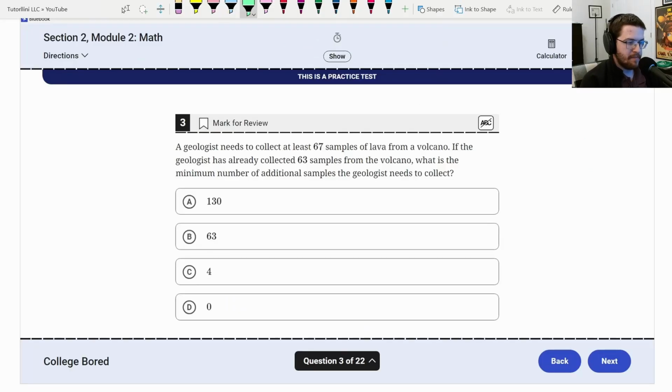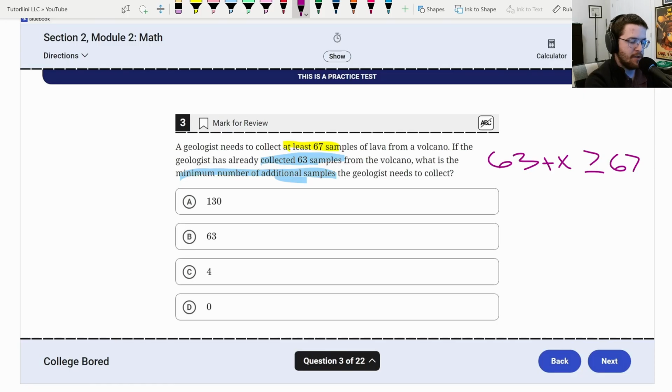Okay, question 3. So the question says we have at least 67 samples. So at least means to use a greater than or equal to sign. So I'm going to write greater than or equal to 67. Now the rest of the question says he already has 63 samples, and we want to know what is the minimum number of additional samples. So I think I'm going to do 63 plus some variable. So how about I write 63 plus x.